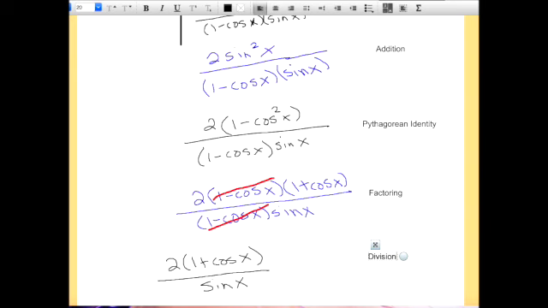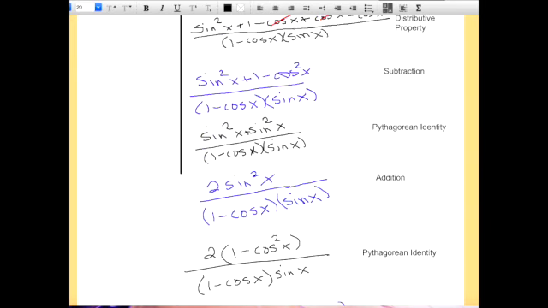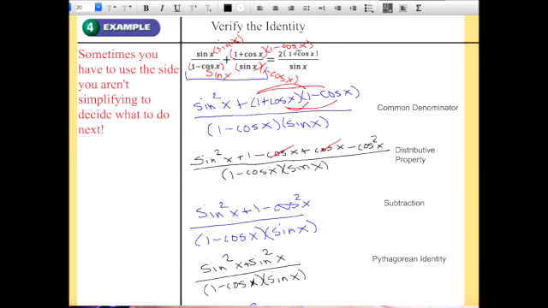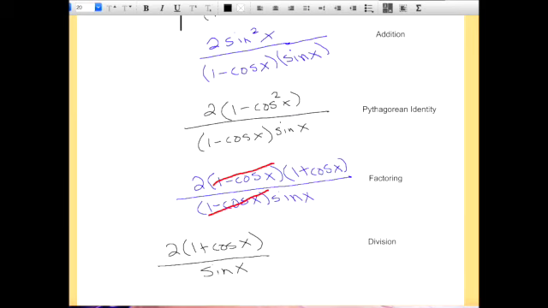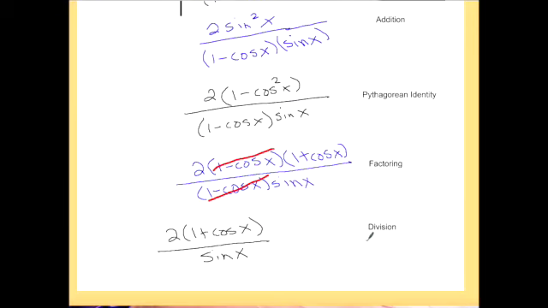If I go all the way back up to the top, that's what I was trying to get that side to look like anyways. 2 times the quantity 1 plus the cosine of x, all divided by sine. You know what time it is. Q E D.